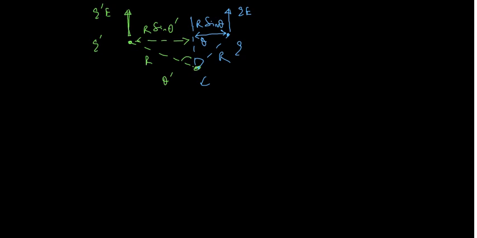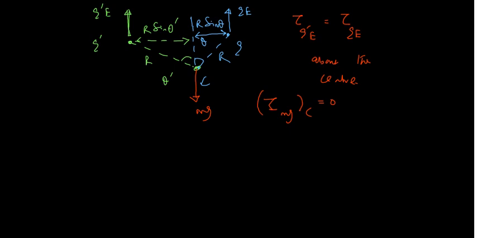mg is acting through the center itself. So torque due to q prime E must be equal to torque due to qE about the center. Since we are calculating about the center, the torque due to mg about the center will be equal to 0. It will not be brought into the calculation. So the torque of q prime E is force into perpendicular distance: q prime E into r sine theta prime is equal to force qE into perpendicular distance r sine theta. All right.